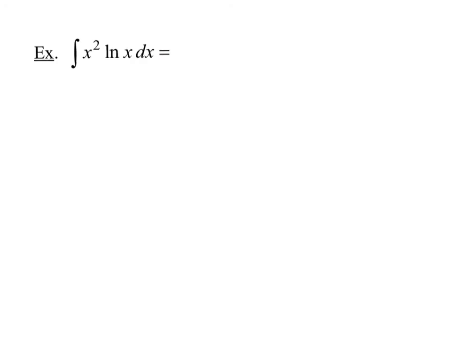So if we remember our acronym, LIPIT, then since logarithm comes before polynomial, we're going to choose our u to be that logarithm, natural log of x, and dv is going to be everything else. So that would be x squared dx.